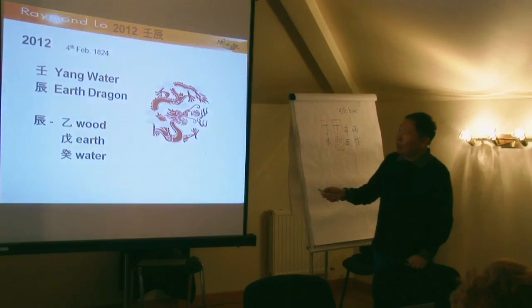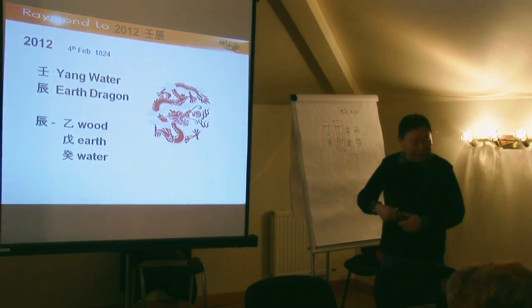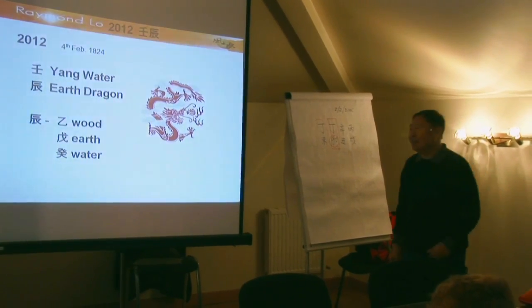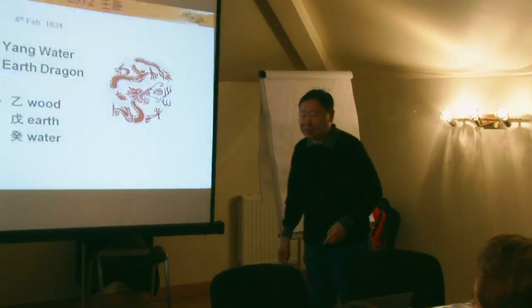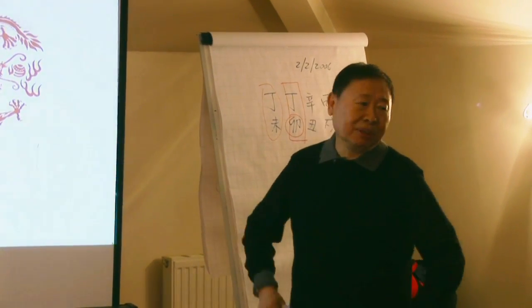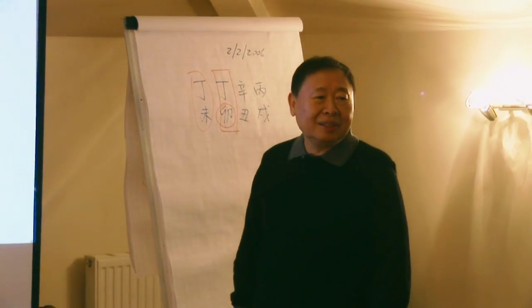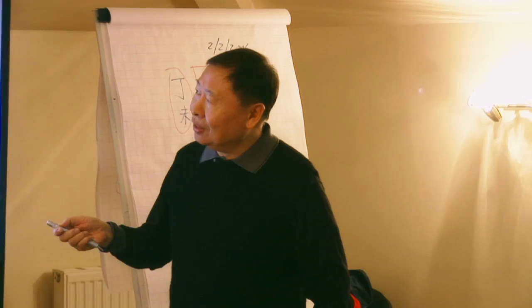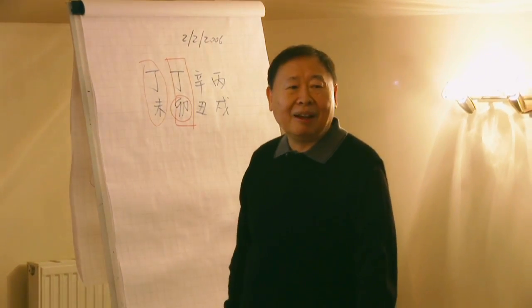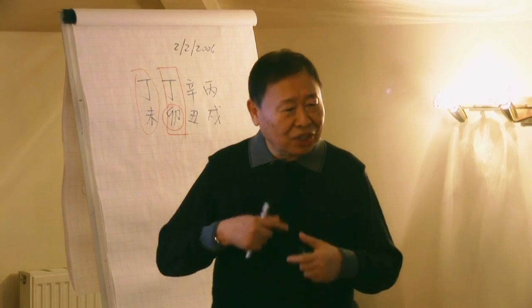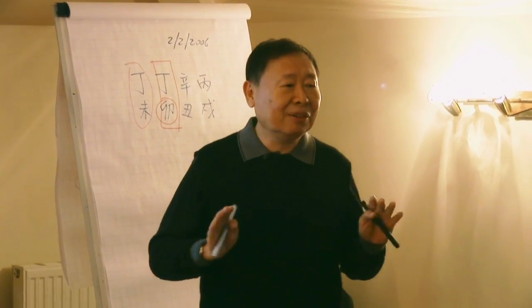So therefore, when we look at a pair of elements, the first thing we look at is, are they supporting each other or are they in conflict? Water definitely is not supported by earth. So therefore, the relationship is earth conquering water. When the two elements are not supporting each other, usually that year is not very peaceful.